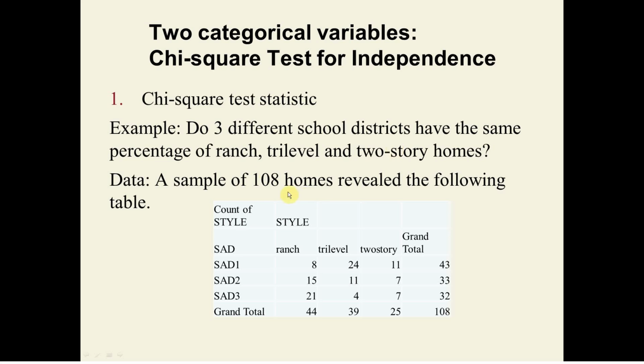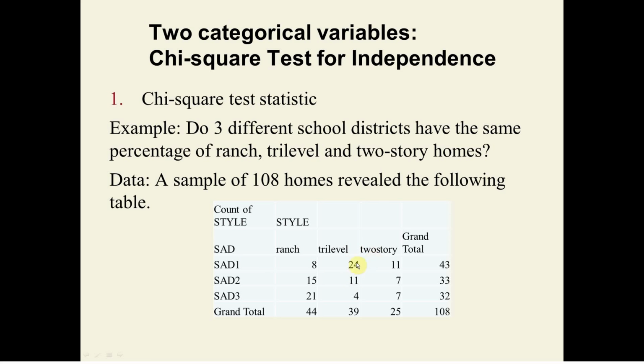Well, out of 108 homes, we reveal the following. Let's just say school district 1, 2, and 3. We see that this is our one categorical variable: I'm either in school district 1, 2, or 3. And the other categorical variable is style: ranch, tri-level, and 2-story. So we want to know, do the different school districts have the same percentages of ranch, tri-level, and 2-story homes?